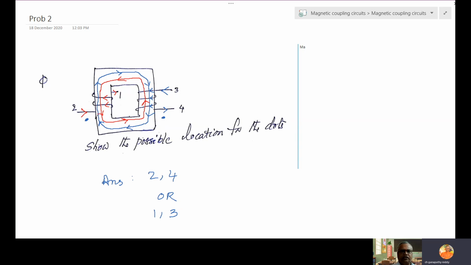If you send current from 4, try it yourself and the answer remains the same. That's what I told you. Dot indicates the winding direction. It will not indicate the current direction. Coupling is determined by winding direction. Coupling is never disturbed by current direction. So that is the point to be observed.